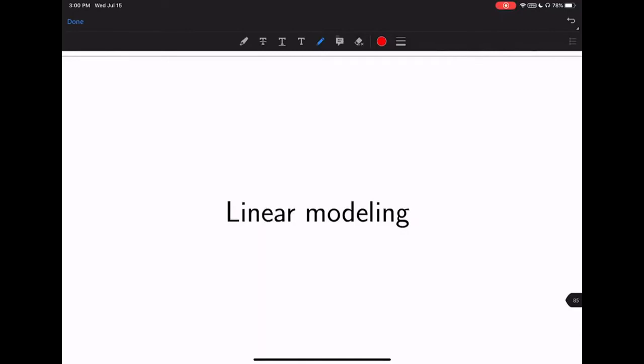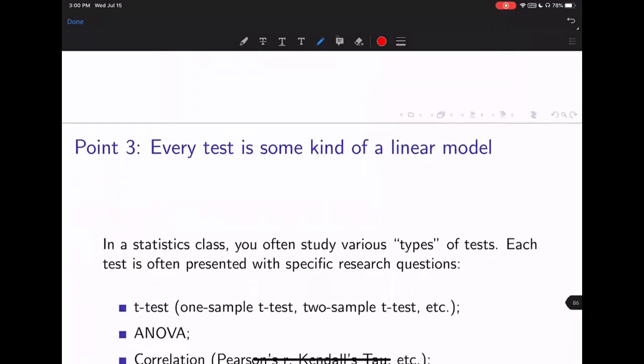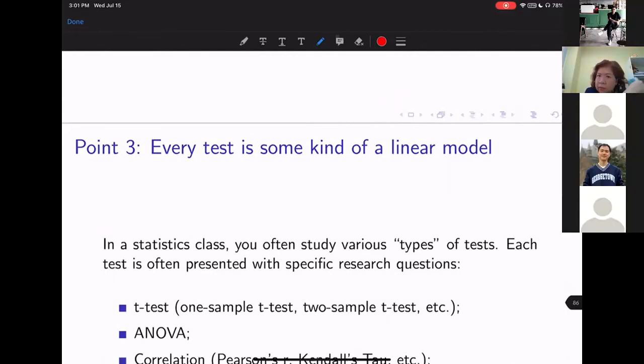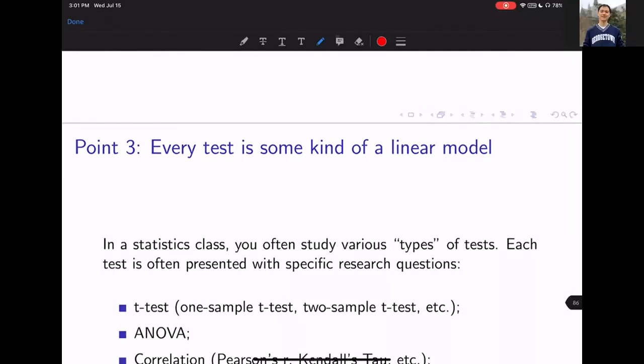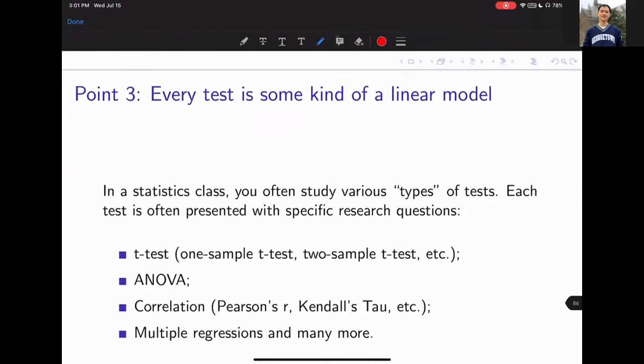But when we talk about stats, unfortunately, we often partition statistical models or tests according to some research question, right? And then we end up studying t-test in one unit, ANOVA in another, and then correlation, and then multiple regressions, right? This is usually the progression, the things we see in a statistics class.